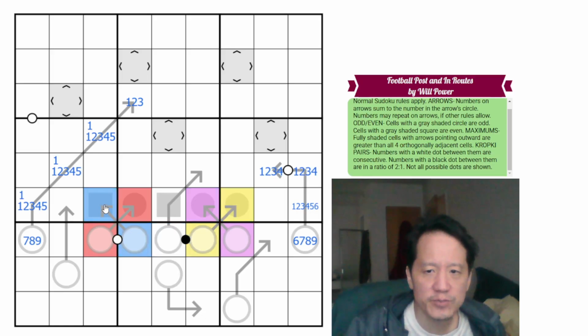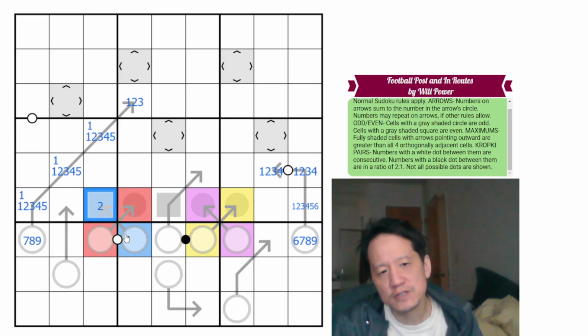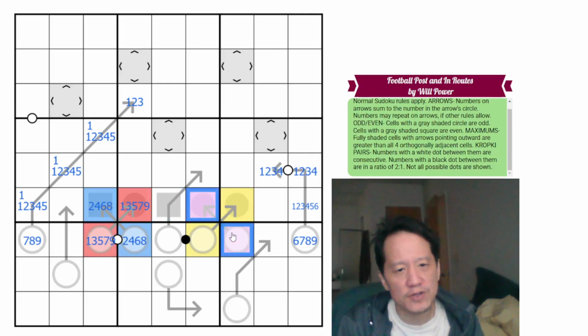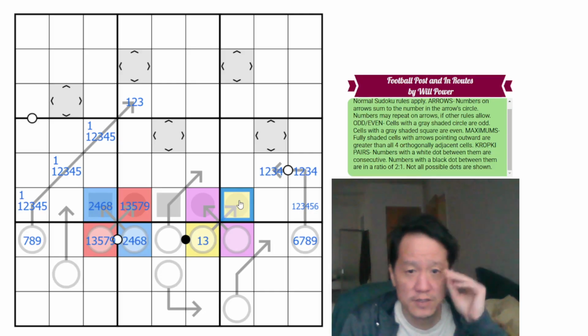So this has to be even because it's a square. So this has to be 2, 4, 6, or 8. And this is consecutive with an odd digit, which is 1, 3, 5, 7, 9. So this is 1, 3, 5, 7, 9. These have to be the same. This is an odd digit, so this has to be 1 or 3, right? Because the other digits possible are 2, 4, 6, and 8.